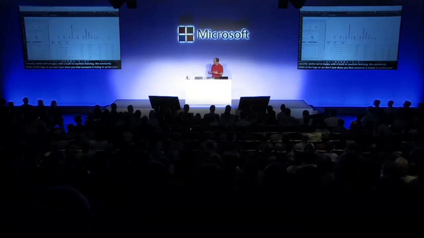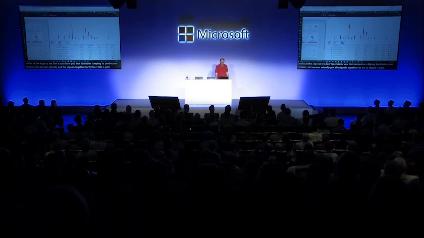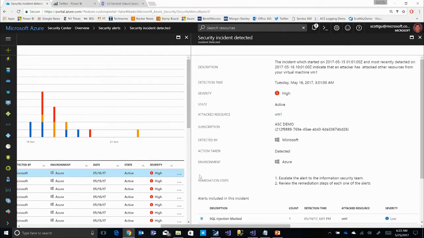So one of the things we're pretty happy with at the Security Center is built-in machine learning that constantly looks at the logs, so that we don't just show you that someone is trying to probe your system, but can actually put the signals together to create a path indicating whether an actual breach or incident is really happening.